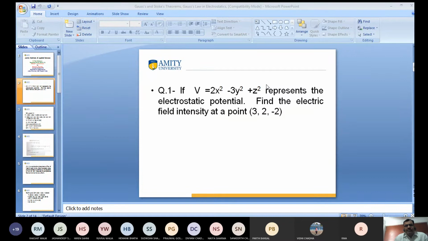Do you get the answer? Parth, what is the answer? Minus 12i plus 12j plus 4k. Very good. Anyone else get the same? Sir, same here. Very good, you are all correct. You know, I saw this question like this one.